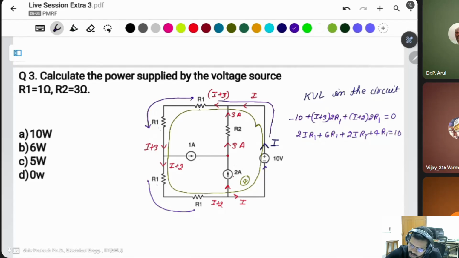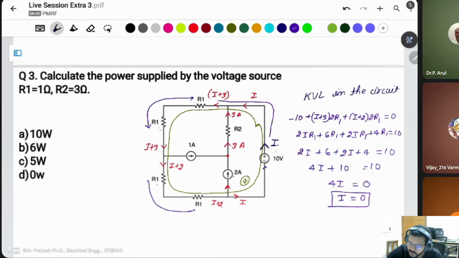Put the value of R1 as 1 ohm. This is 2I, this is 6, plus this is also 2I, plus 4, is equal to 10. 2I plus 2I is 4I, plus 6 plus 4 is 10, equal to 10. So 4I is equal to 10 minus 10, which is 0. I is equal to 0. It means there is no current passing through the 10 volt source.